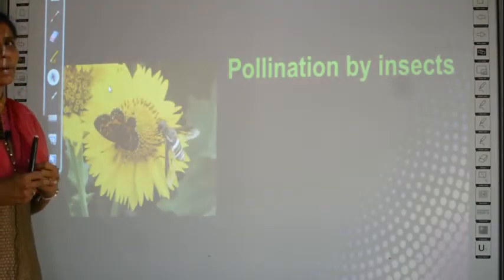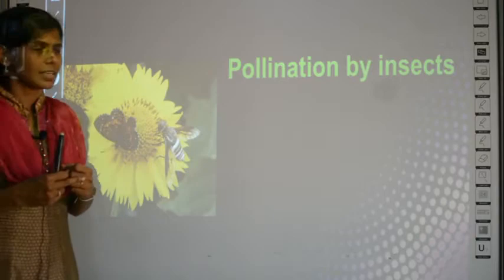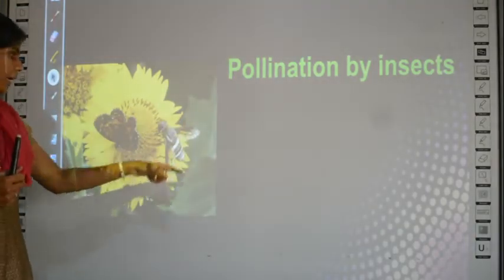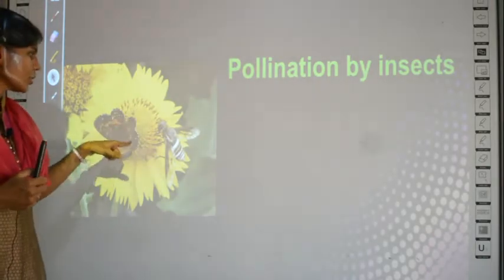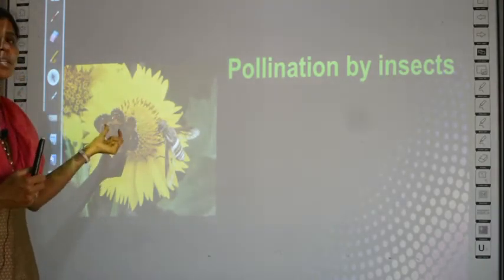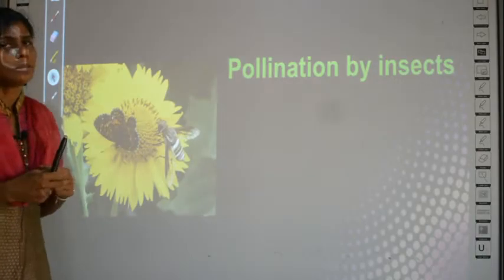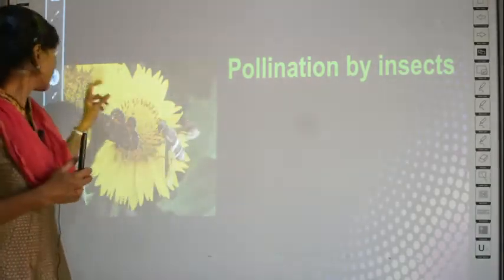So, first we learn about pollination in insects. The same picture I have displayed again. A honey bee sitting on the pollen grains. This middle yellow ball-like structure is the pollen grain. As well as a butterfly is sitting on a flower, right? So, what is it doing?